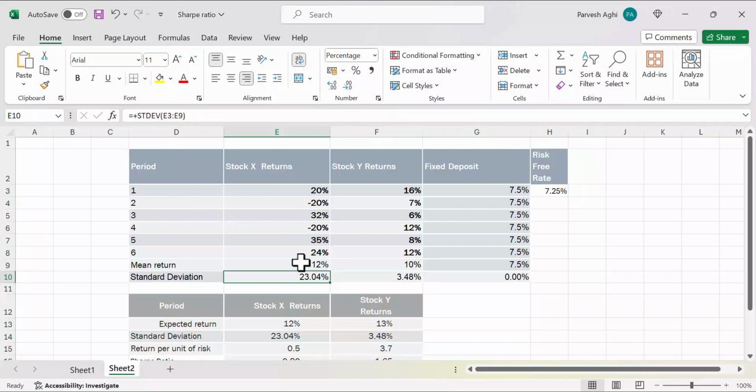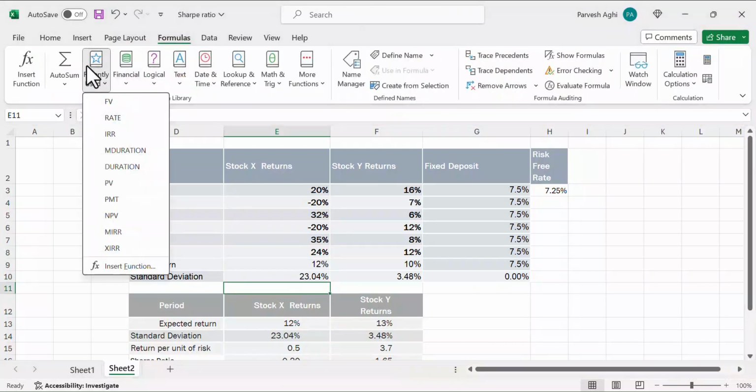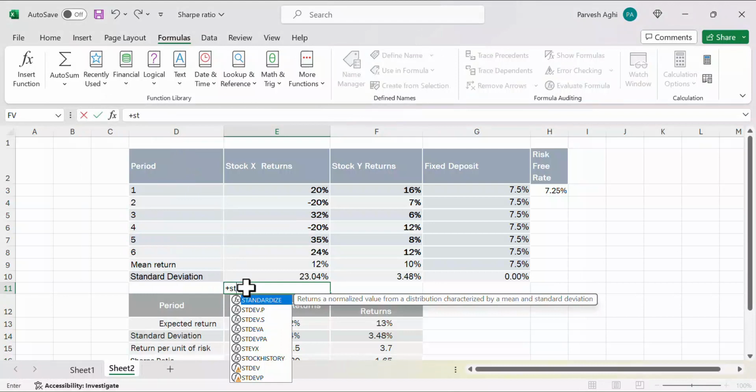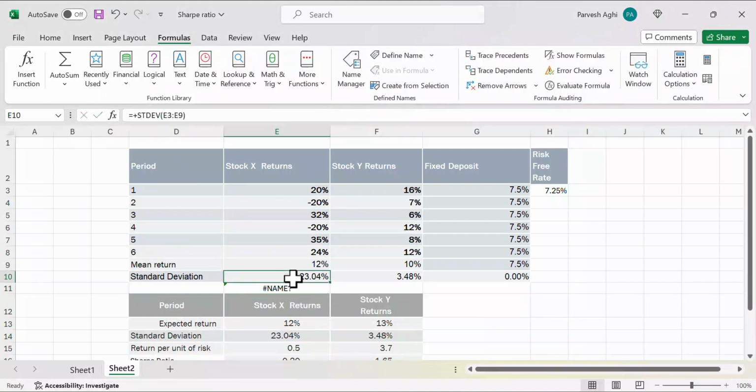Okay. Here I've taken a formula called standard deviation. So I can just put it here. Go to formulas, go to standard deviation. Rather, what do you do? Put a plus sign and put standard deviation. So standard deviation, which one have I used? V.